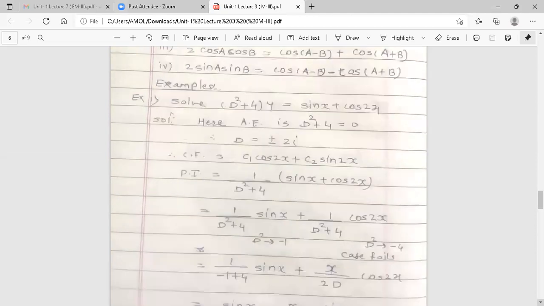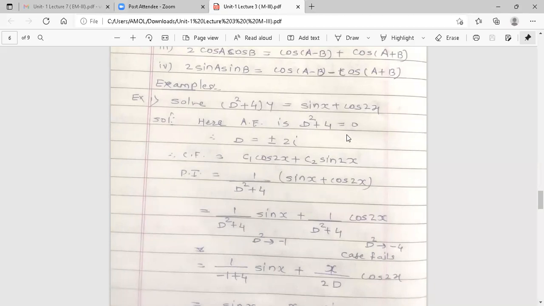Now the examples here. Solve (D square plus 4) y is equal to sin x plus cos 2x. Here it is the reduced form of LDE, and the auxiliary equation is D square plus 4 is equal to 0. It is a quadratic equation, D square plus 4 is equal to 0. If we shift this 4 to the RHS, the term is D square is equal to minus 4.